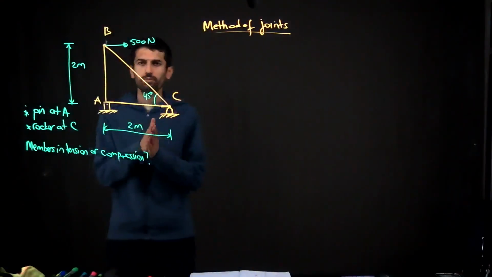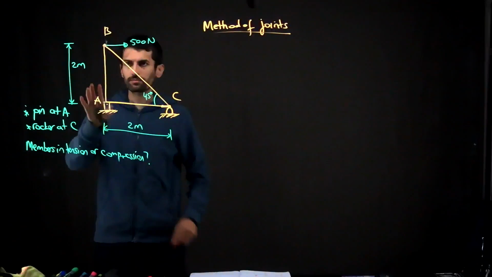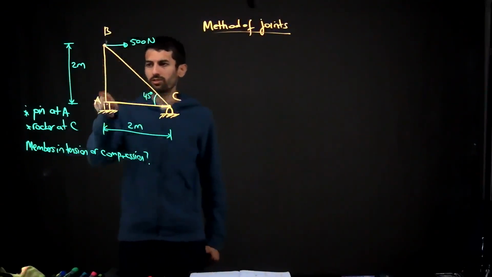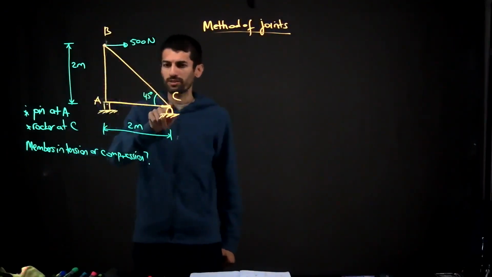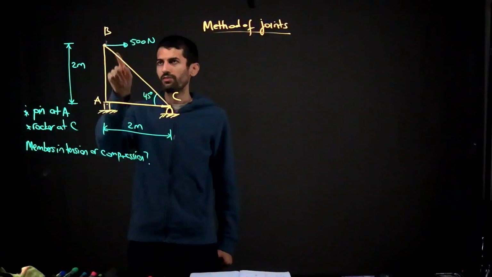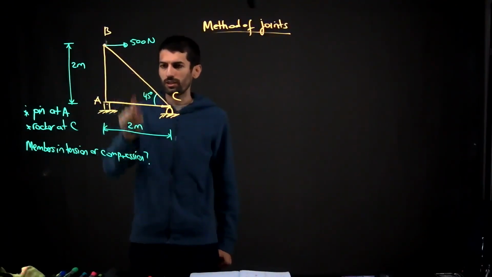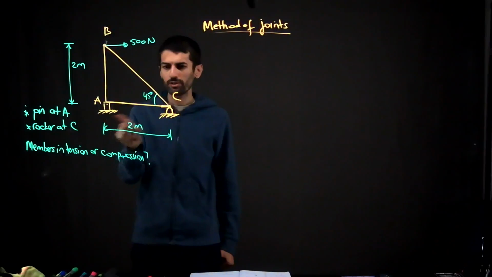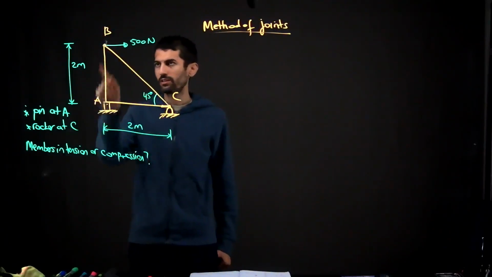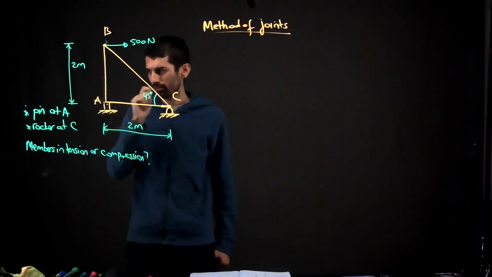So we have a problem statement as the truss. So we have A, B, and C, and this is a truss. And there is a load at B, which is 500 newtons, and the length of A to C is 2 meters, and then A to B is 2 meters.